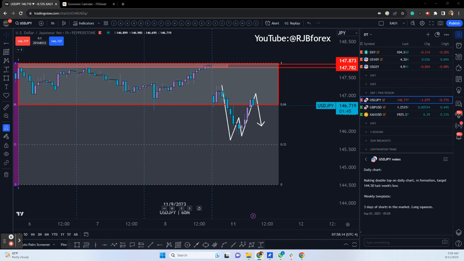And the next likely hike won't be until November. And before the November meeting, we'll have the non-farm payrolls report first week of.